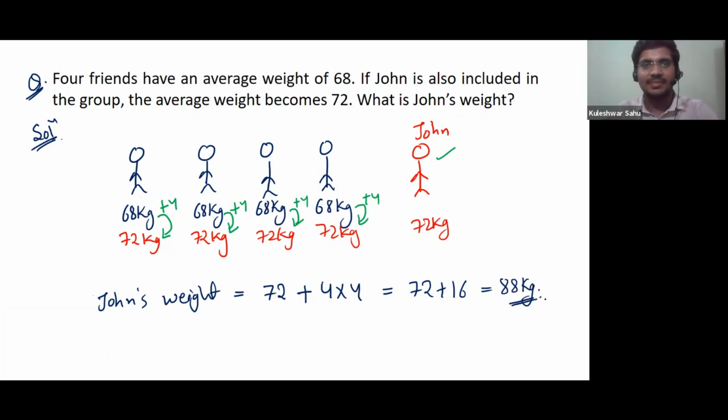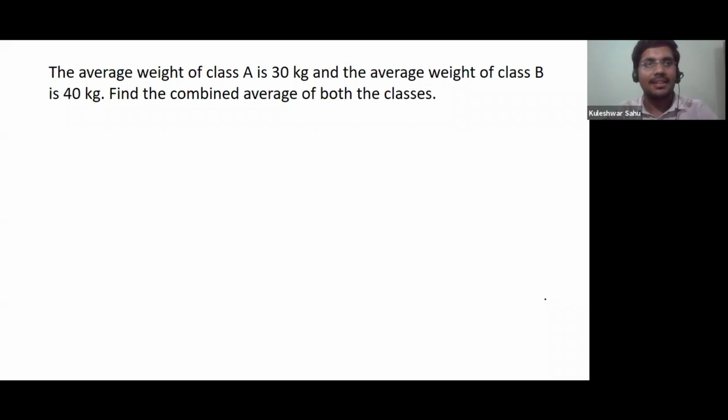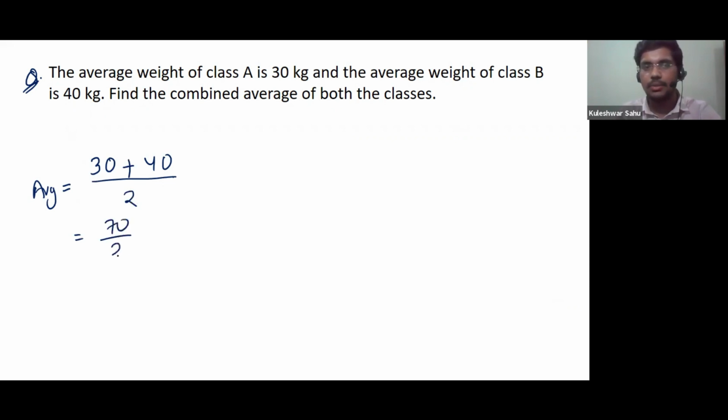Let's move to the next question. The question says the average weight of class A is 30 kg and average weight of class B is 40 kg. Find the combined average weight of both the classes put together. Now, generally, if we have two numbers, 30 and 40, and we have to find the average of these two numbers, it will be so easy because we can just add these two numbers and divide by 2, which is going to be 70 by 2 is equal to 35.